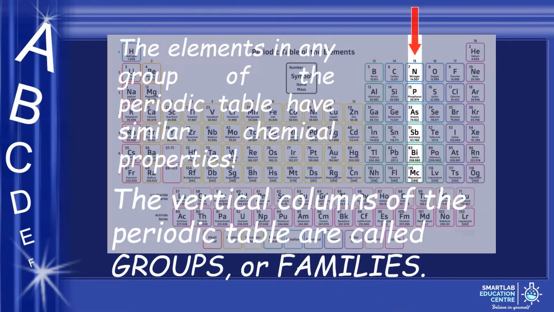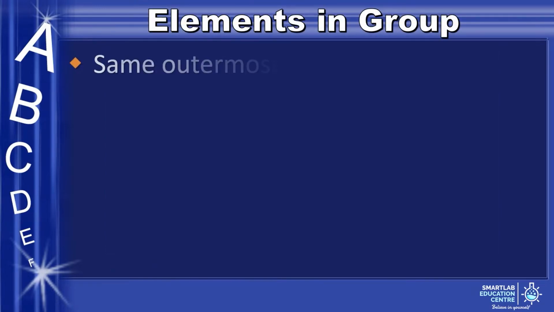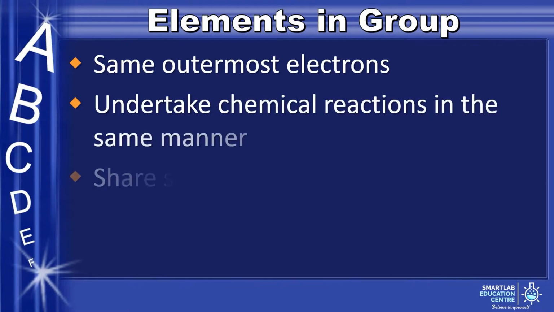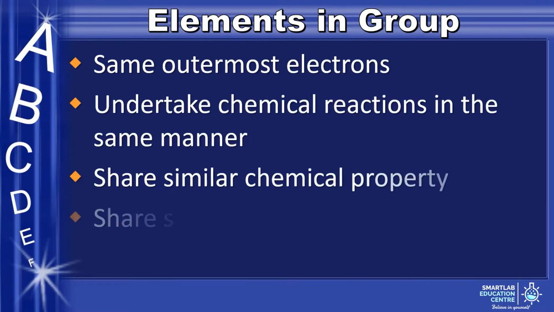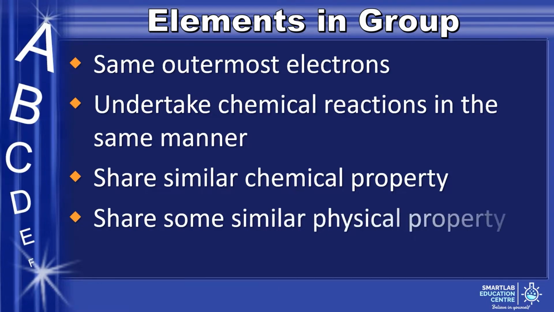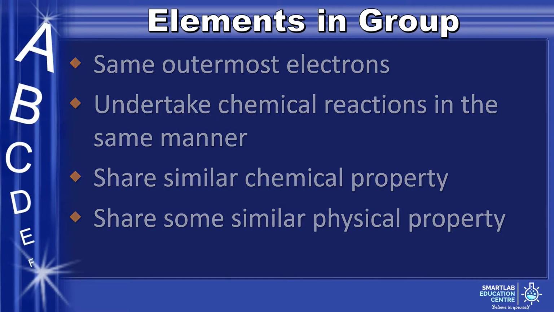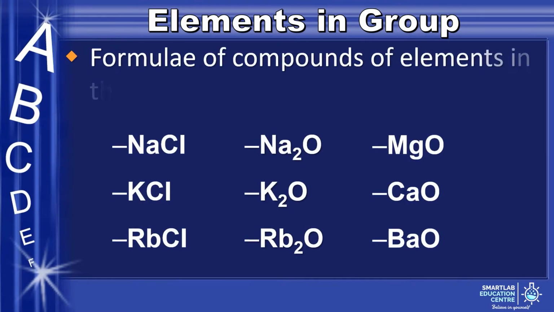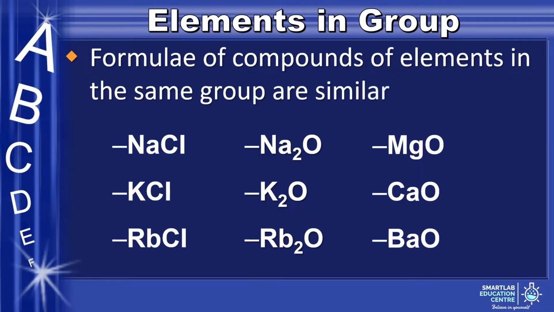The red arrow points to a column, which is known as a group, and elements in any group will have similar chemical properties. Elements in a group have the same number of outermost electrons, they undertake chemical reactions in the same manner, and share similar chemical and physical properties. As seen below, the compounds below which have cations belonging to the same group are similar.